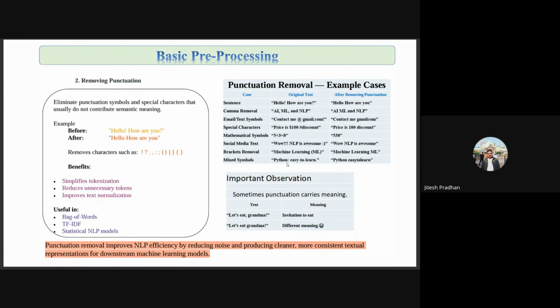Mixed symbols like "Python: easy-to-learn", where the colon is there and easy to learn has two hyphens. We will remove them and write it like "Python easy to learn". We will deal with how this is handled. Okay. Now an important observation, let's look at here.